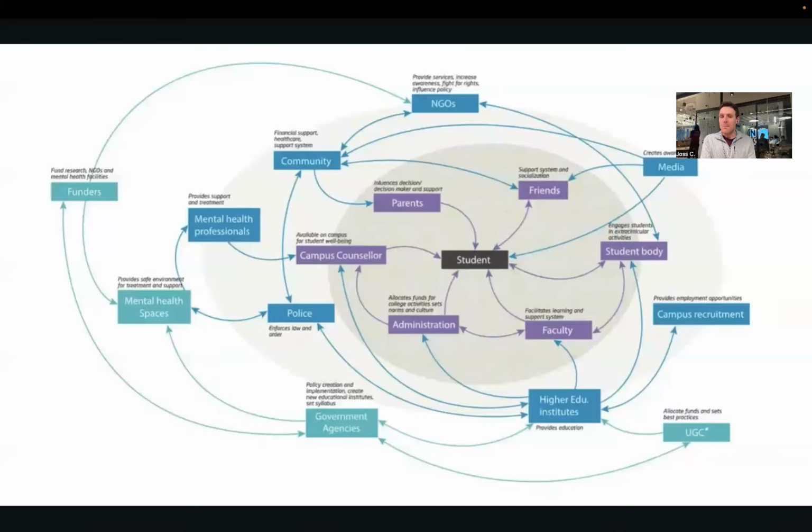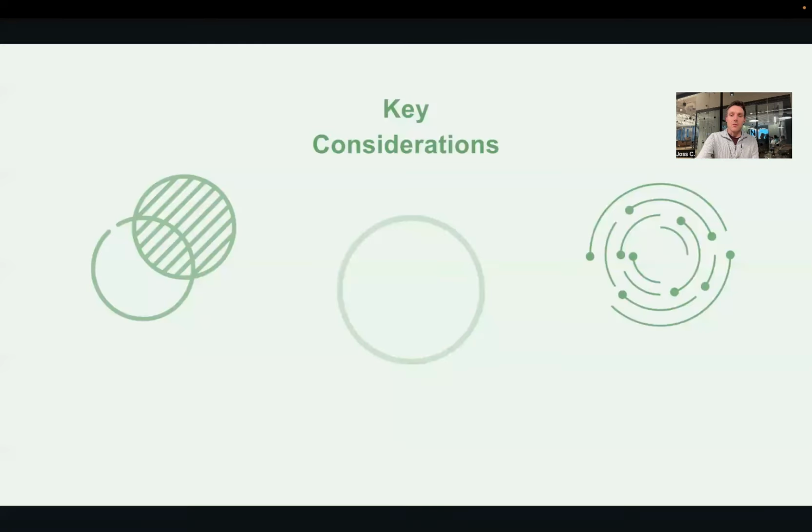For example, this one around student depression and suicide in India. And we can see here the different actors involved in that, the primary, secondary, tertiary, and so forth. So that's what it's about, understanding those actors and their interrelationships in affecting the system of influence.